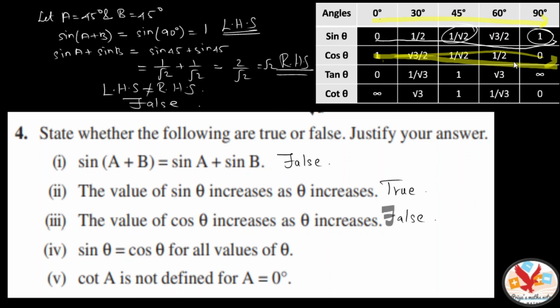Okay, now let us see: sin theta is equal to cos theta for all values of theta. Let us check the tabular column. For theta 0, what is the sin theta value? It is 0. And for theta 0, what is the cos theta value? It is 1. 0 is not equal to 1, therefore the statement is false. And cot A is not defined for A equal to 0. For A equal to 0, what is the value of cot theta? It is infinity, which is not defined. Therefore, the statement is true.